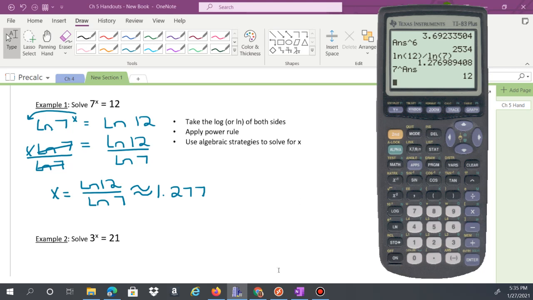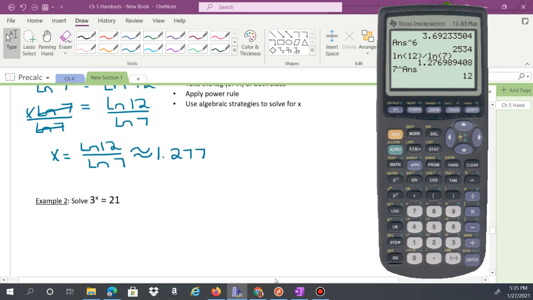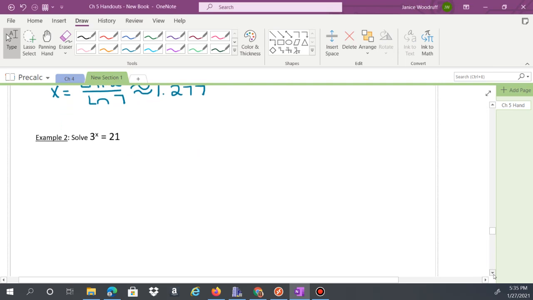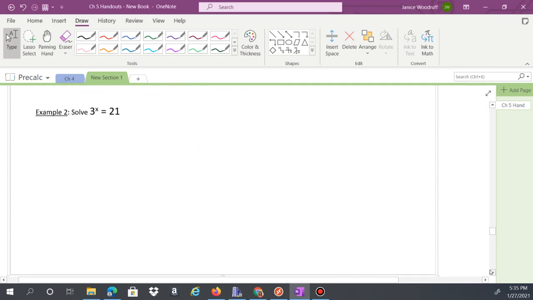Number 2 is almost exactly the same: 3 to the x equals 21. You cannot rewrite those as powers of the same base. Even though 3 times 7 is 21, you're looking for exponent powers, so don't get that confused. You're always looking for exponential roots. If I follow the same pattern here, I would do natural log of 3 to the x equals natural log of 21. Then I would take the x and move it to the front.